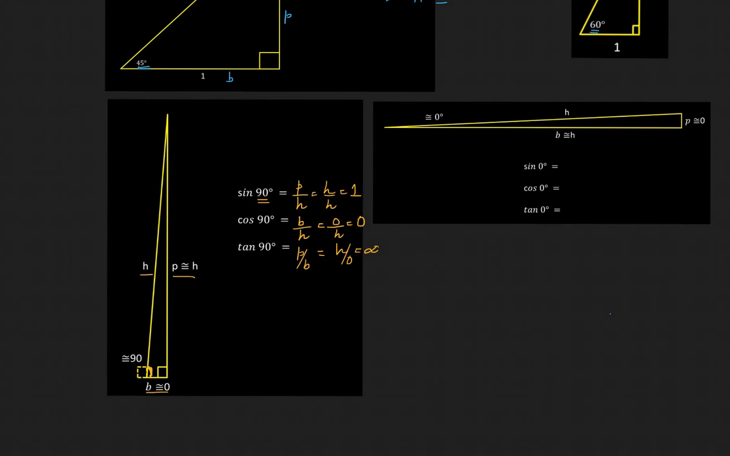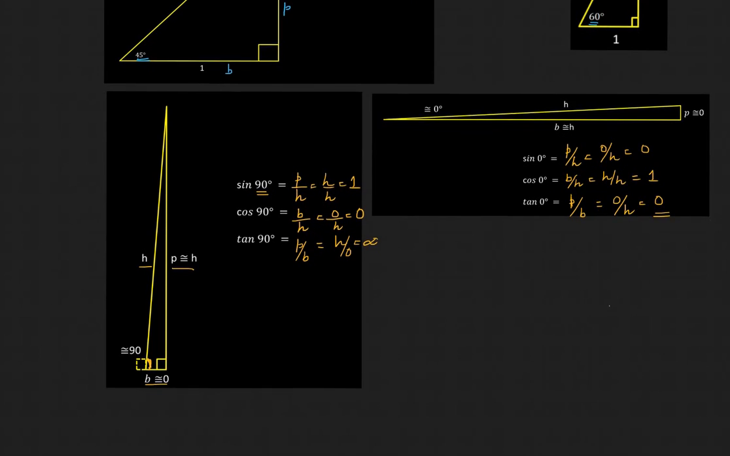So here again sine is perpendicular by hypotenuse, so that will be 0 divided by h, that will be 0. Cos 0 is base by hypotenuse, that will be approximately h by h, that is 1. And tan 0 is perpendicular by base, that is 0 by b, and that is 0. So those are the values for sine, cos and tan 0. So we have covered 45 degrees, 0 degrees, and 90 degrees as special cases.